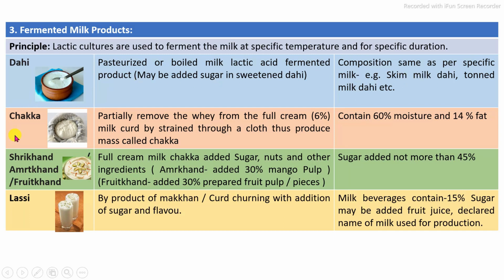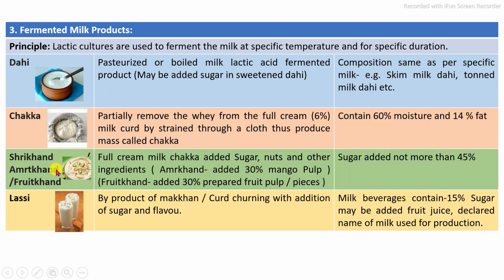The next one is the chakka, which is produced from dahi. The whey in the dahi is removed by hanging the curds in a muslin cloth overnight, and finally we get the chakka. The minimum requirements are 60% moisture content and 14% fat.